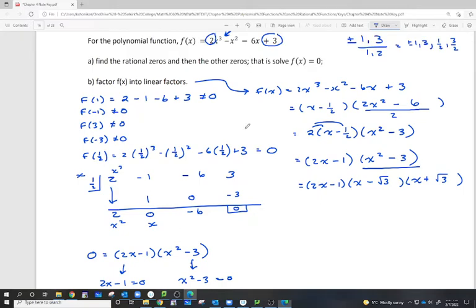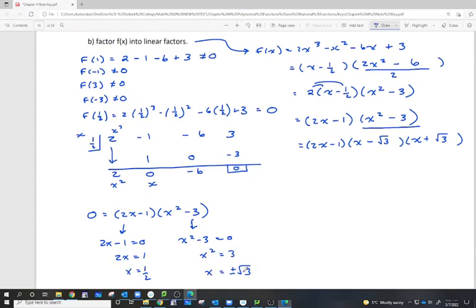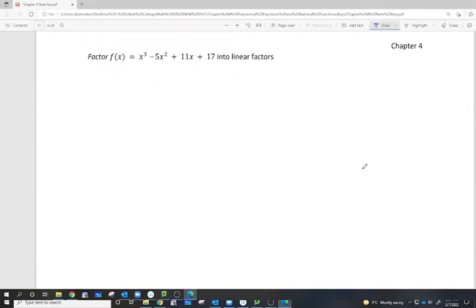But the question asked you, find your zeros, right? The rational ones first, which we did. We found a rational zero, 1/2, and then we found the other zeros, which were irrational, and then we wrote it as a product of linear factors. Okay, last one. So here's another one.